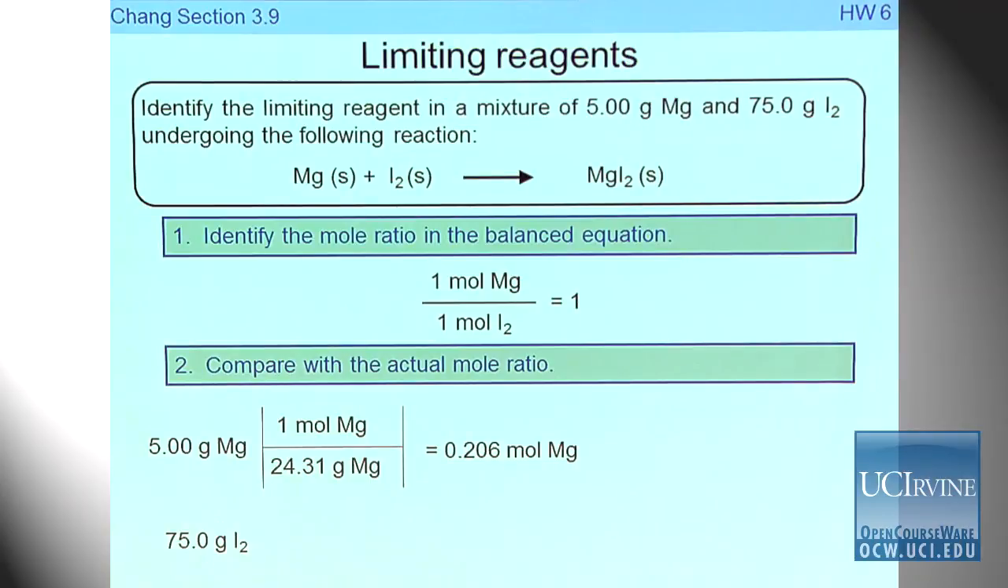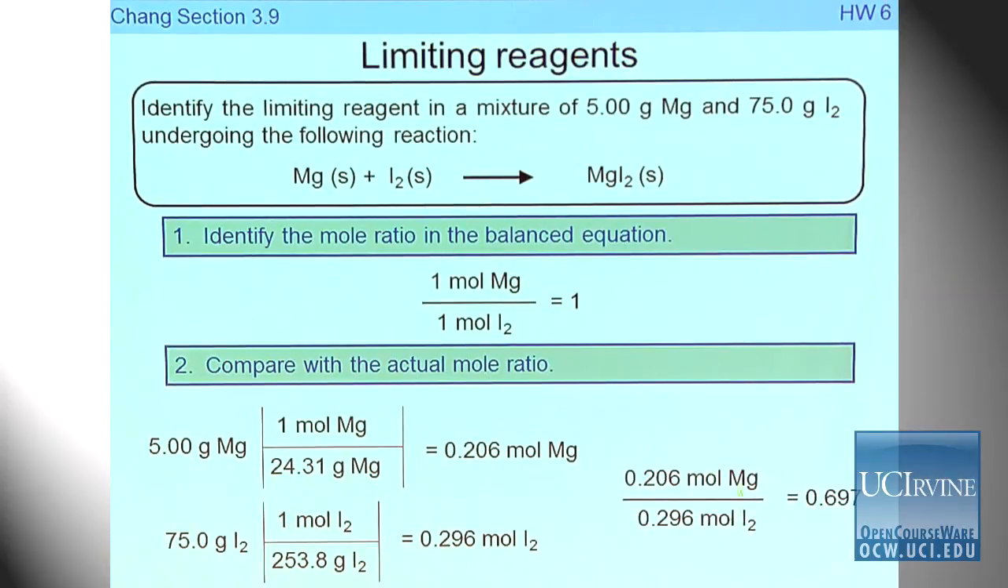And I do the same for iodine. There it is, 75 grams of iodine. Now, note, this is iodine 2. So that means you multiply the molar mass of the iodine atom by 2, right? So 1 mole of iodine 2 is this much. Twice the molar mass of the iodine atom is the molar mass of iodine 2. And you find this much. So 0.269 moles of iodine 2.